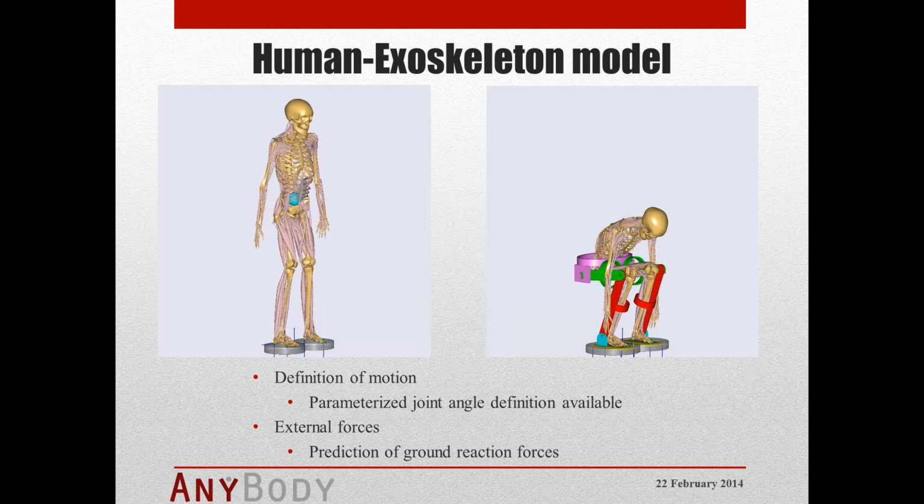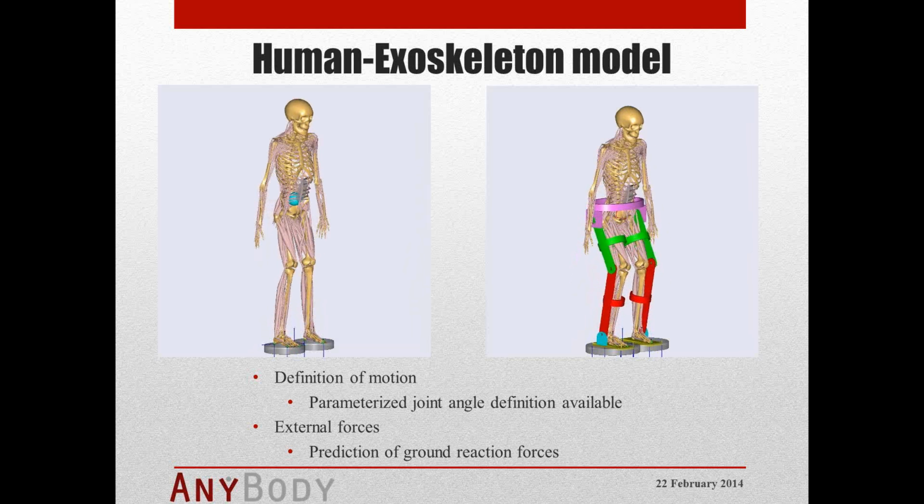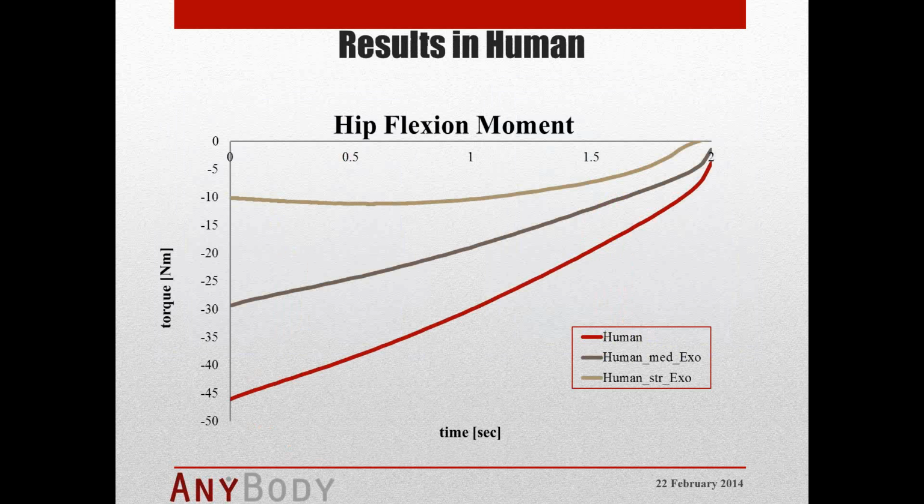You see here our standard guy, our control guy, moving, and now the subject with the exoskeleton moving. The motion is exactly the same. The predicted ground reaction forces are of course different, because the guy on the right with the exoskeleton has a higher weight, so the predicted ground reaction forces will change. You don't have to worry about that, the AnyBody modeling system will do that for you, so no need to do any special computations there. Now let's look at some of the results.